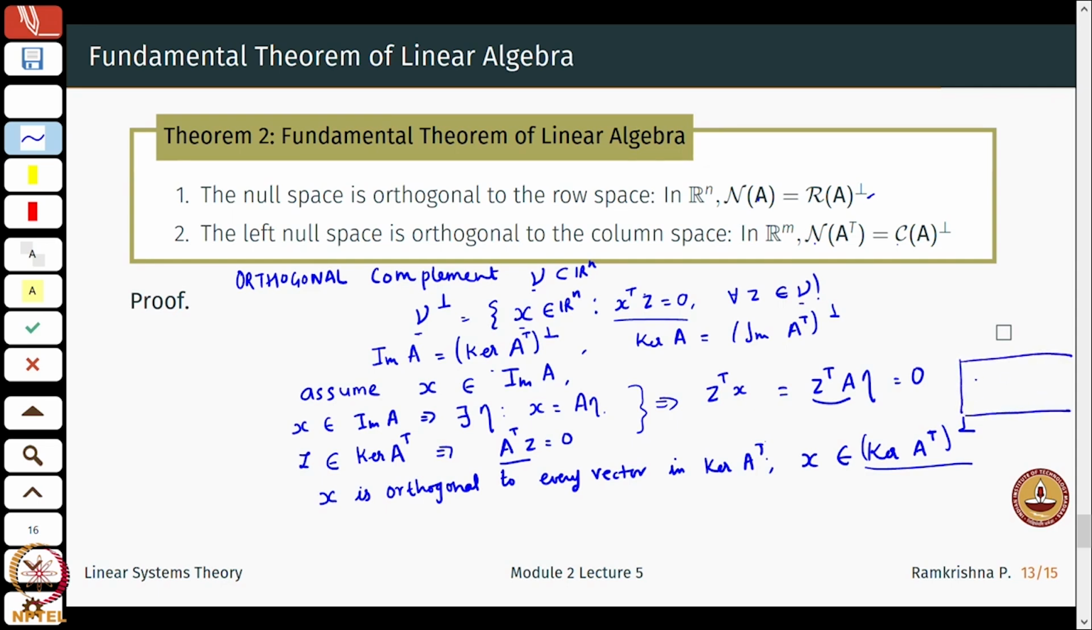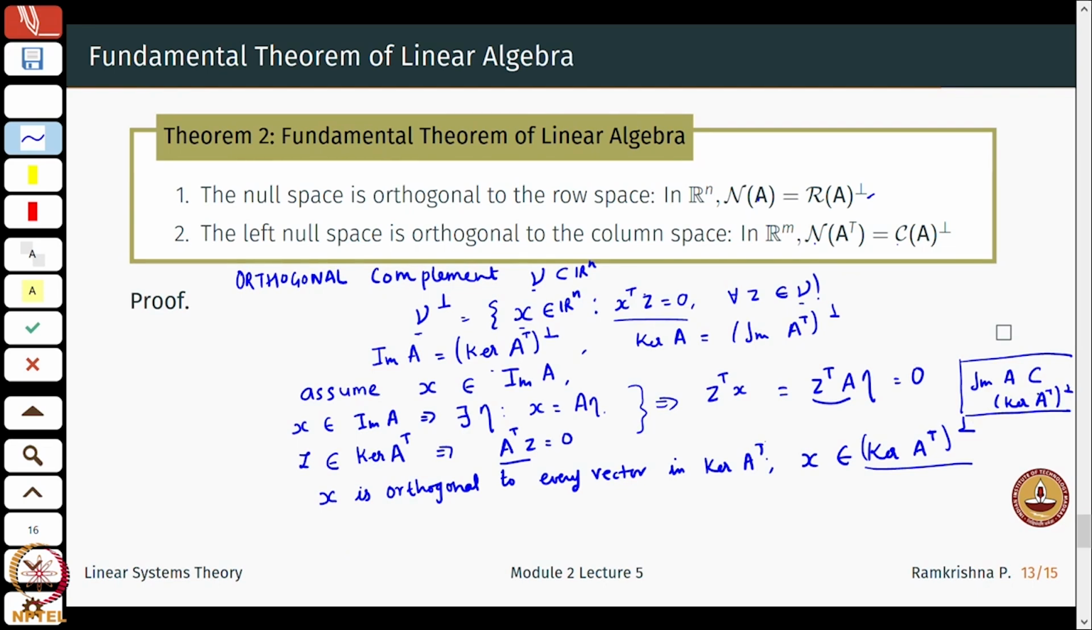So, therefore, if I take the set of all these x, I can only say that, let me write it in a box here, that the image of A is a subspace of the kernel of A transpose with the orthogonal complement. That is all I can say. I still cannot prove the equality.